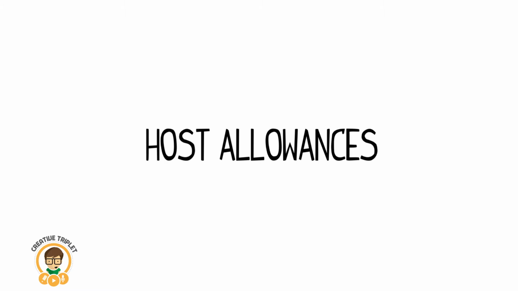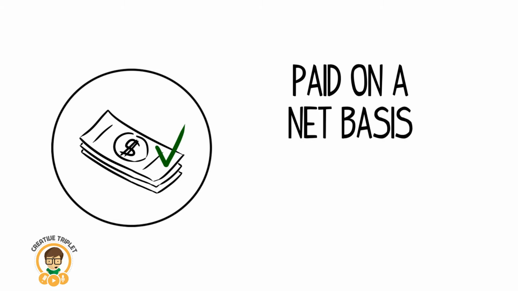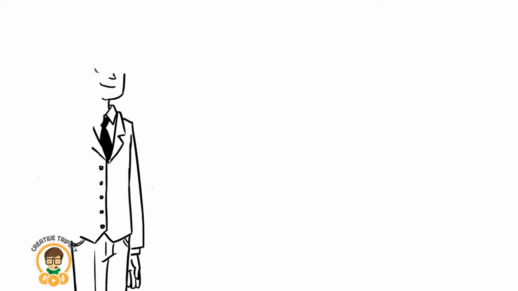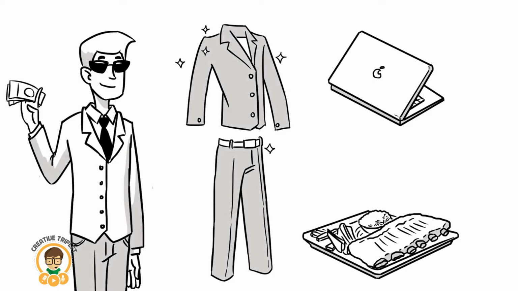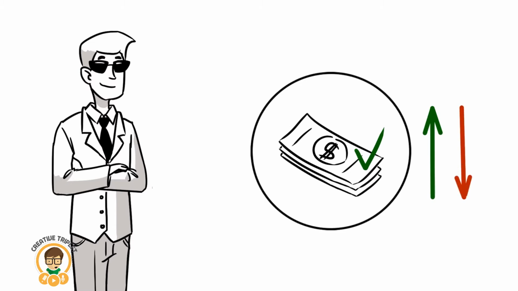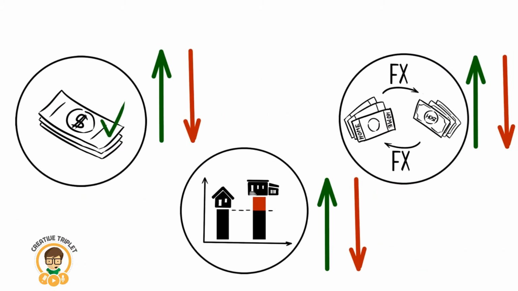Host allowances. What are they? How do they work? Host allowances are paid on a net basis. As P&G pays the taxes on your behalf, they are paid to ensure you can maintain a lifestyle appropriate for P&G expats. The eligibility for host allowances depends on your situation and will be adjusted if changes occur. They also change monthly in line with the FX and COLI changes.